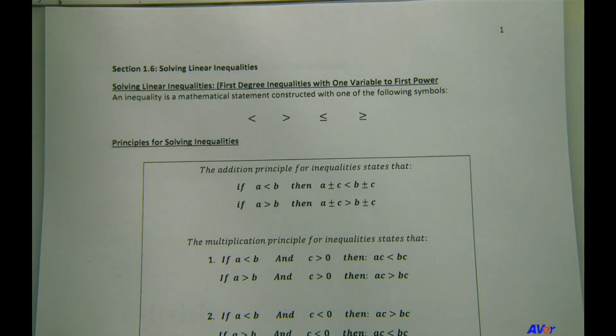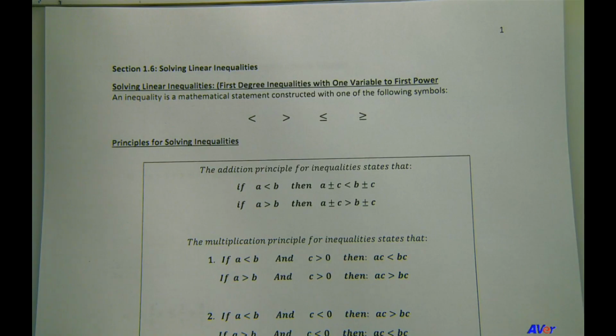Hello everyone, welcome to our discussion of section 1.6 where we will be talking about linear inequalities. What we mean by linear inequalities are inequalities that involve variables to power 1. If we have higher powers of a variable, say x squared, x cubed, those kinds of inequalities would be nonlinear. So we'll be dealing with inequalities where the variable has power 1.